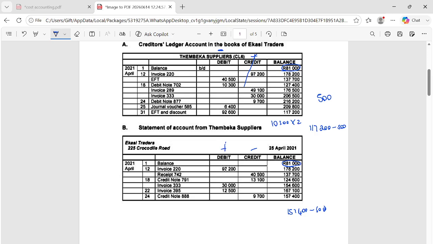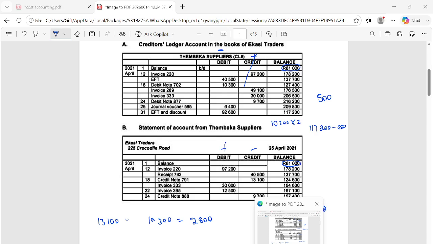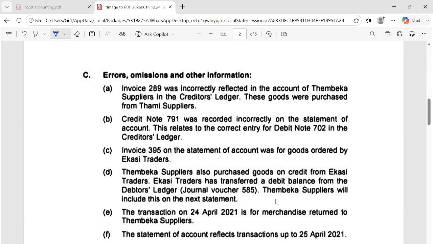13,100. So we have to find the difference, which is 13,100 minus 10,300. What am I gonna get? I'm getting 2,800. How can I cancel this portion on this amount? I'm gonna cancel it by adding. You see? So I'm gonna come here and add 2,800. Right? Now we move to the third one.